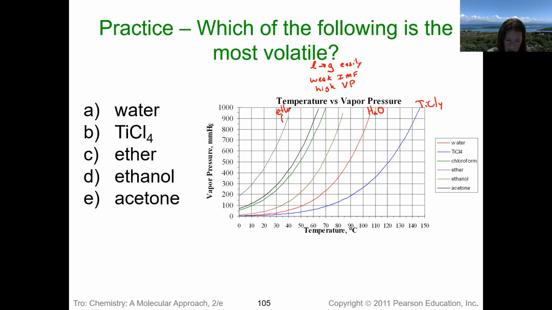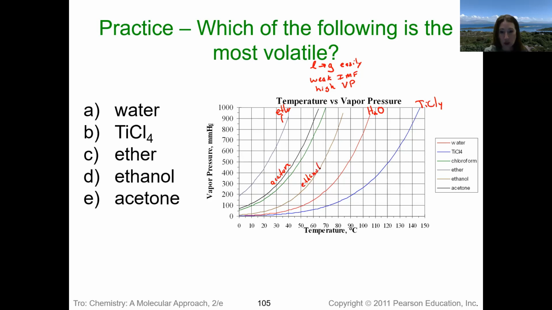Ether. This one's acetone is this one. And the green one is chloroform, which isn't even on here. Or ethanol. Here's ethanol.